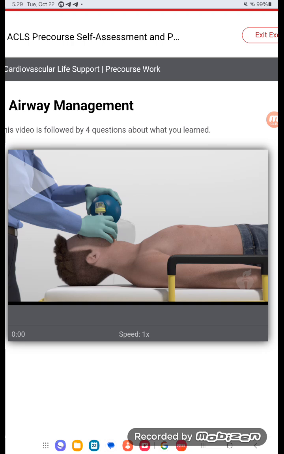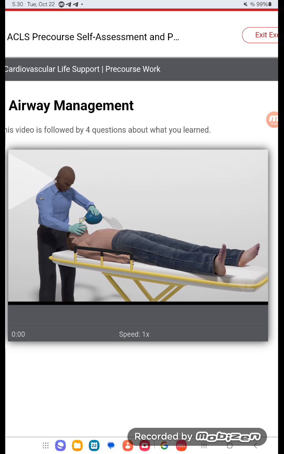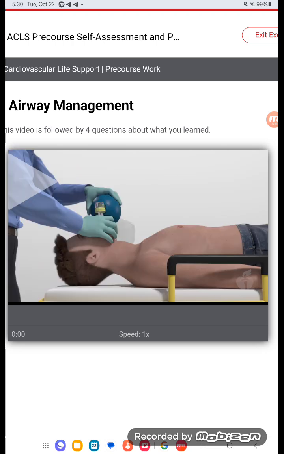This is best achieved by forming a C with the index finger and thumb of one hand on the top side of the mask at the bridge of the nose. This motion firmly secures the mask to the face. At the same time, the 3 remaining fingers form an E and should be used to lift the jaw, opening the airway.